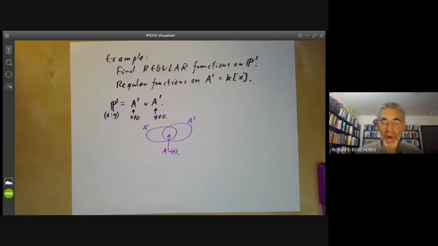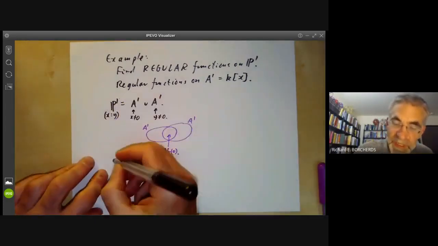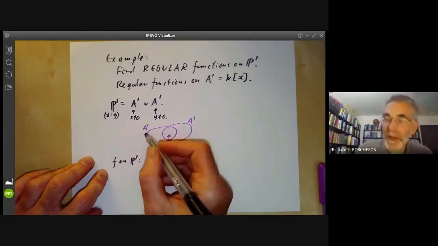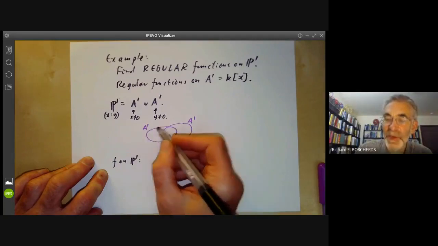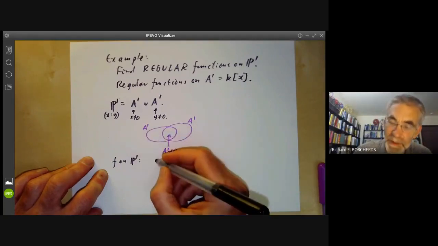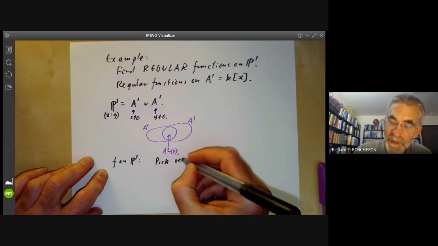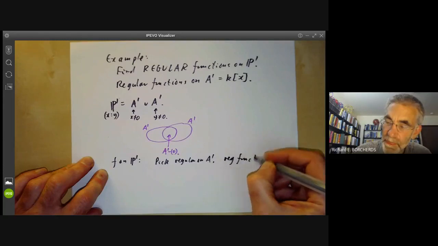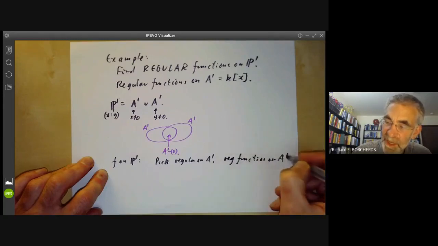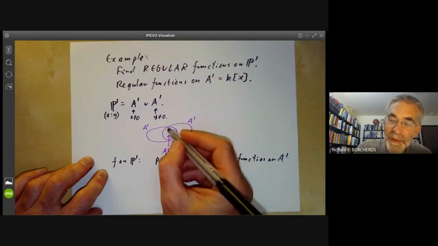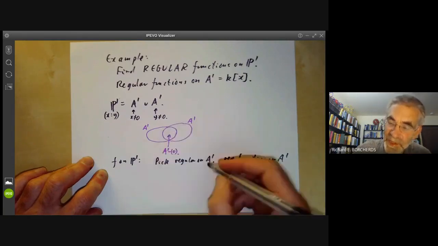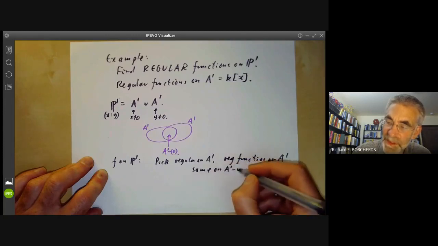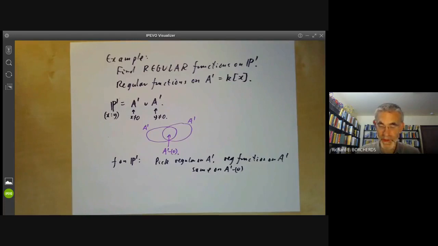So to specify a regular function on projective space, well, we have to give its restriction. Here will be a regular function on affine space. So pick a regular function on A1 and a regular function on the second A1. So we have to pick a function here, and these functions must be the same on their intersection. So that these must be the same on A1 minus 0, which is the intersection of these two.